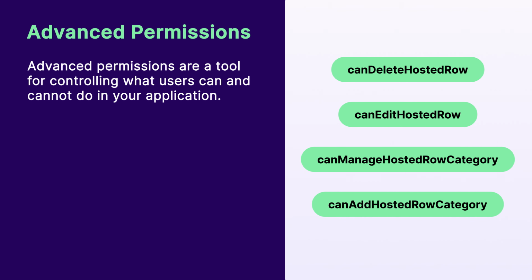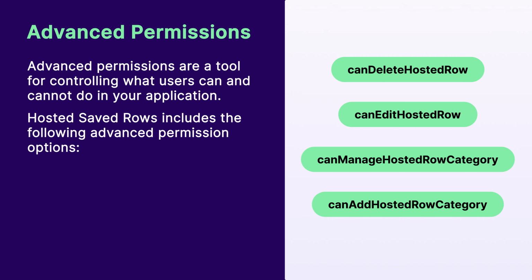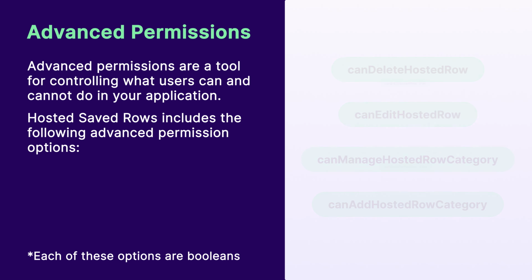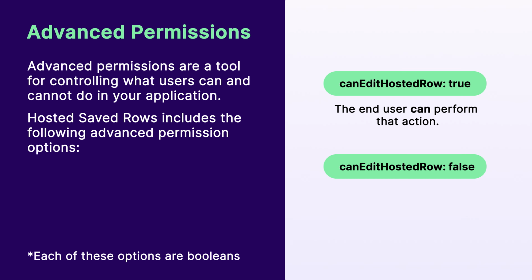That's your tool for controlling what users can and cannot do in your application. Hosted Saved Rows includes the following advanced permission options. Keep in mind that each of these options are booleans within your Beefree SDK configuration. This means if set to true, the end user can perform that action, and if set to false, they can't perform that action. Let me show you how easy it is to adjust advanced permissions.